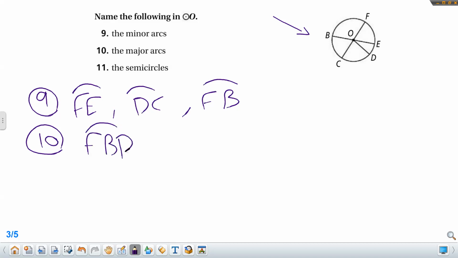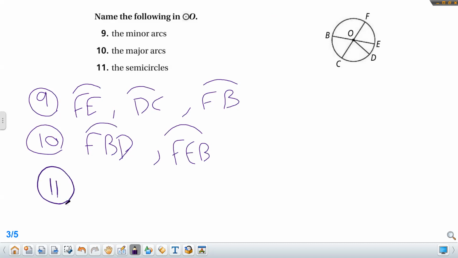For example, FEB, and so on. Number 10 finished, but number 11, the semicircles. Here we have more than one semicircle because you have two diameters. FC is a diameter and BE is a diameter.